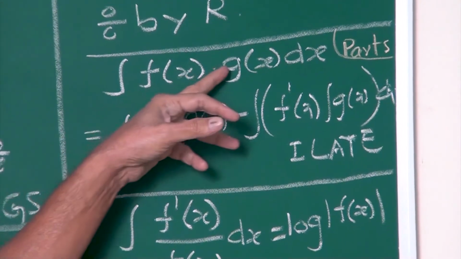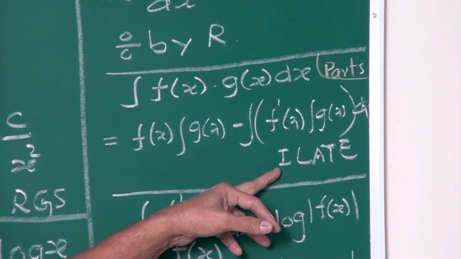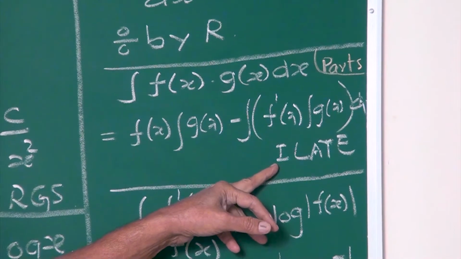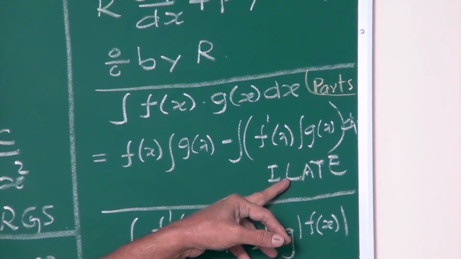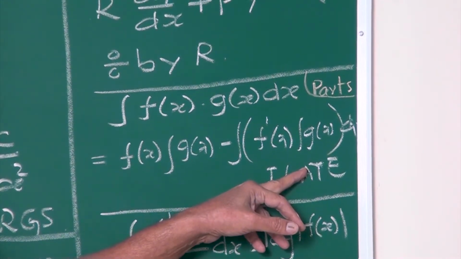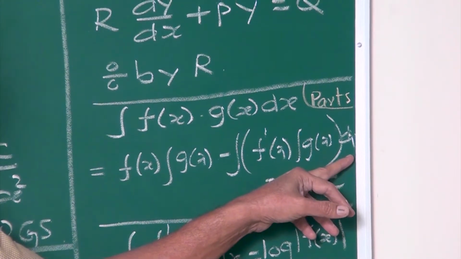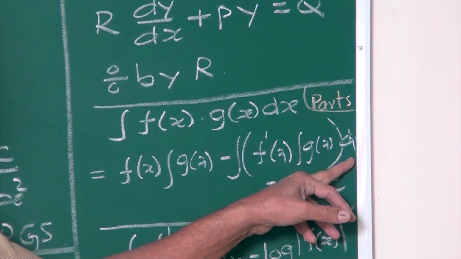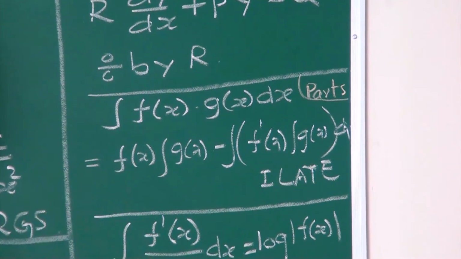While selecting the first function and second function, use ILATE. I stands for inverse trigonometric functions, L for logarithmic functions, A for algebraic functions, T for trigonometric functions, and E for exponential functions. Remember, my friends, we use it.